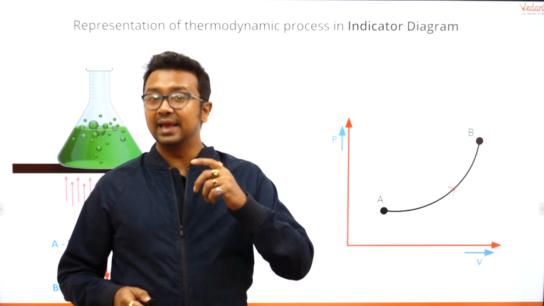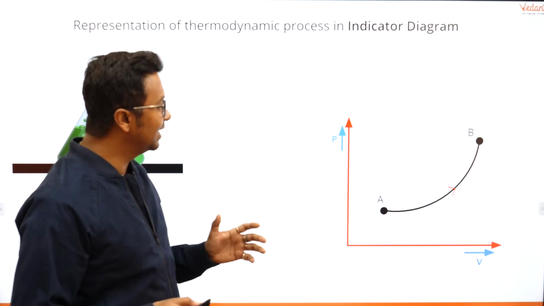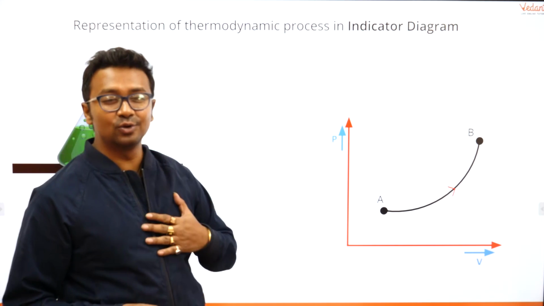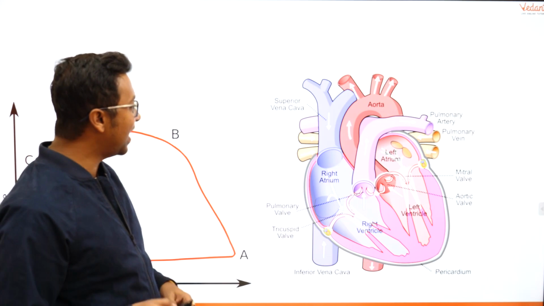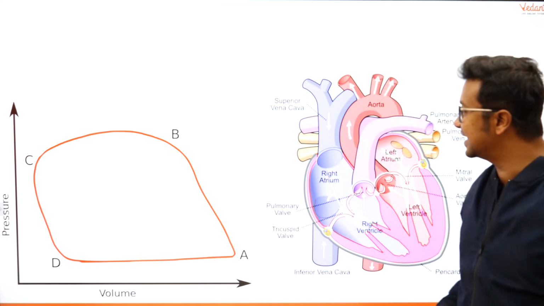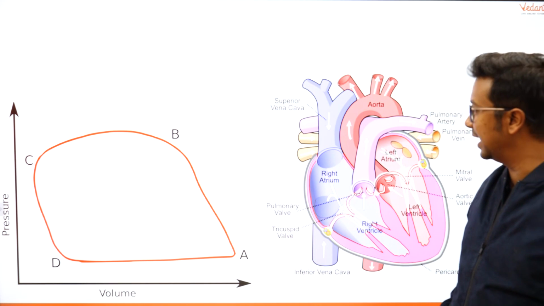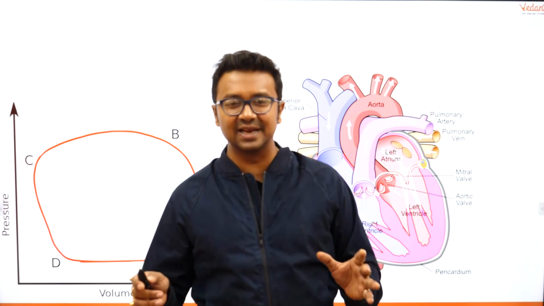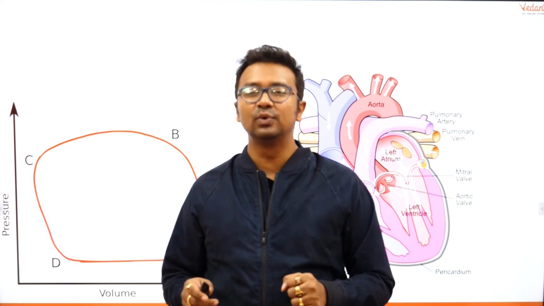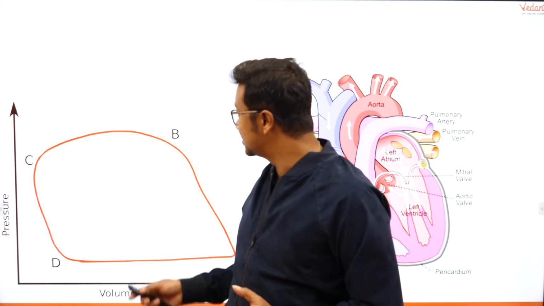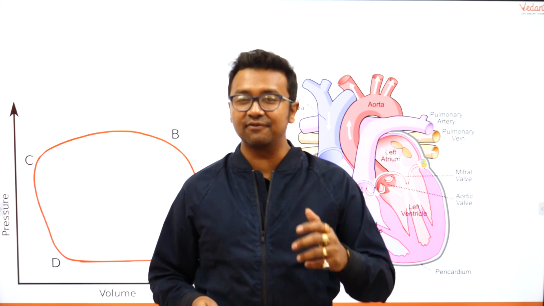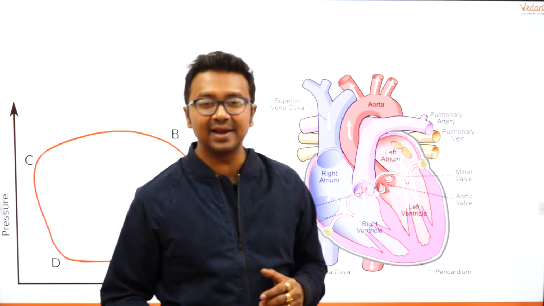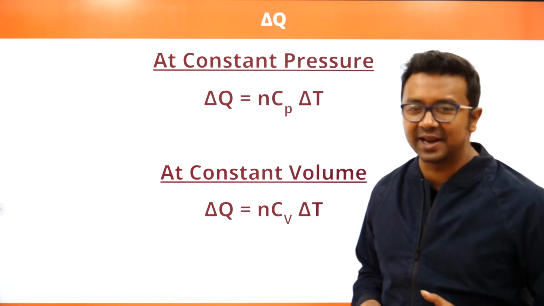Before we go ahead, we would like to see another utility of the indicator diagram, which is very close to our heart, because the PV graph helps us in understanding the performance of a heart over a given cycle. This is not related to our syllabus, but knowing one of its utilities can always be helpful. So it helps us understand the efficiency of the performance of the heart as well over a given cycle. But let us restrict ourselves to thermodynamics here.